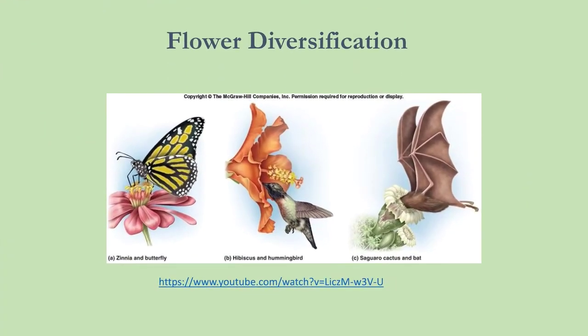Okay, so again, here's showing the diversification of flowers depending on the pollinator. So you can see that a butterfly may not be able to get any nectar from the hibiscus plant because of the different shape of it. And so it's going to stick to these other species of plants.